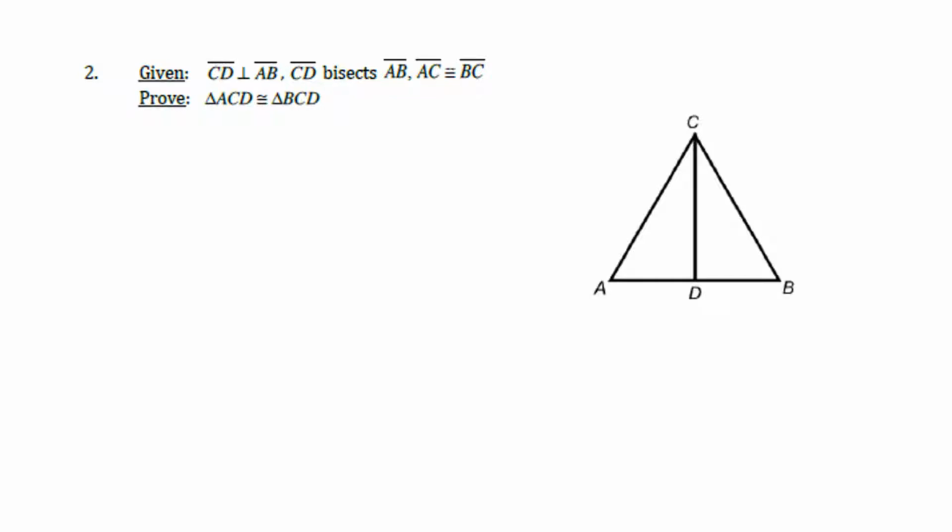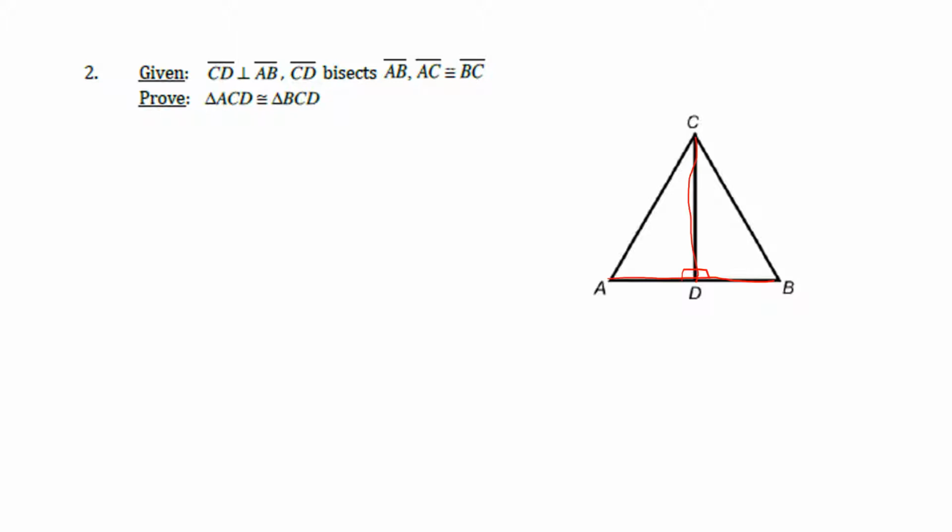All right, here we go, number 2. Let's take a second and read our givens. CD is perpendicular to AB. If CD is perpendicular to AB, I'm just taking a look at where those fall on my diagram. And I know that perpendicular lines form right angles, so I should be able to get that those are right angles and therefore they're congruent.